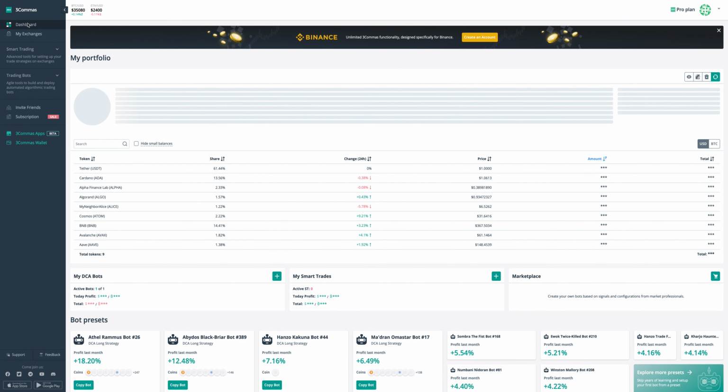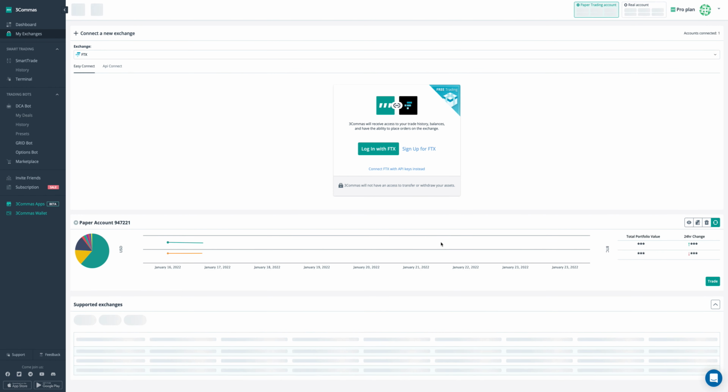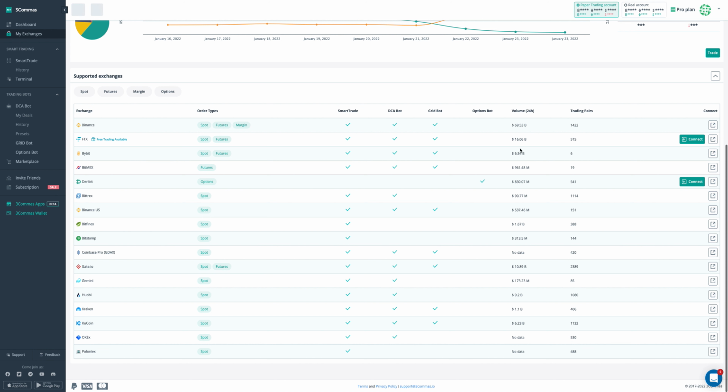Okay, so basically 3commas will connect to your exchange via an API, which you can set up when you first register. If you go to My Exchanges, it gives you a list here of all the ones you can use. It shows you the volume and all that sort of stuff. Binance is the best in terms of volume and trading pairs, but obviously geographical restrictions might stop you from using Binance, so you can have a look through this list. And if there's anything on there that you use, then by all means set it up.